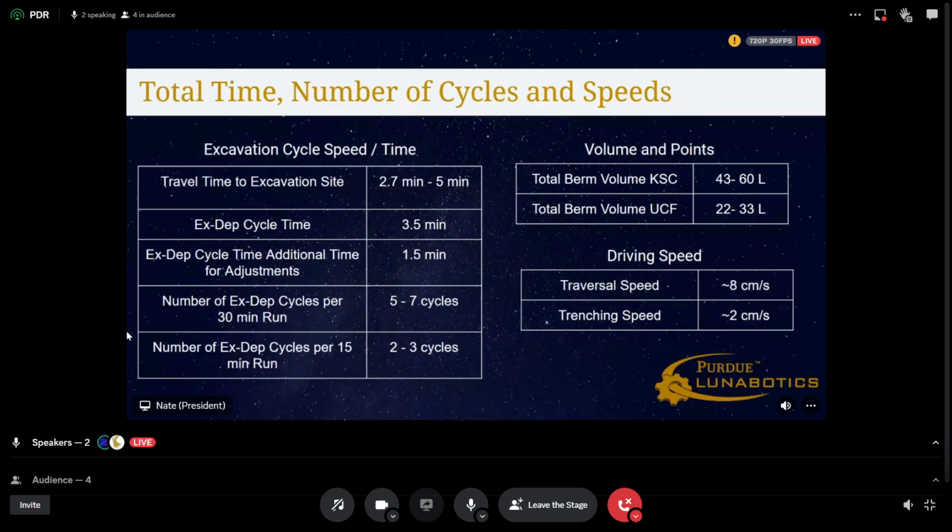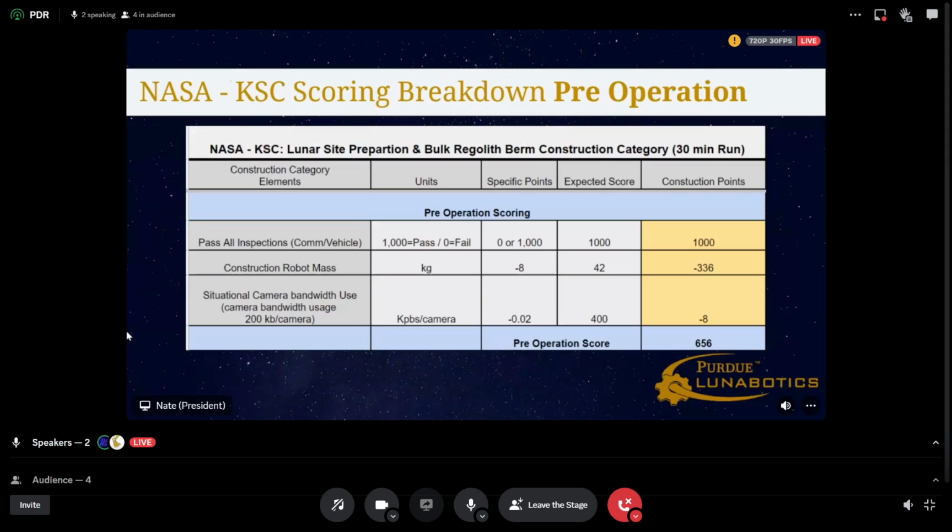The uncertainty there is related to traversal times, both initially, where you can see our range for travel to the excavation site is expected to be within 2.7 minutes to 5 minutes, and during the transition between excavating and depositing, for which we have about a 1.5 minute buffer as extra time based on our calculations. So to jump into the scoring breakdown, I'm going to take it category by category and look at how we currently stand.